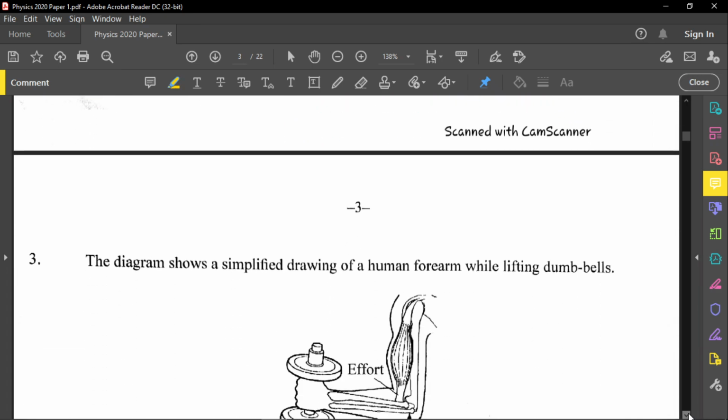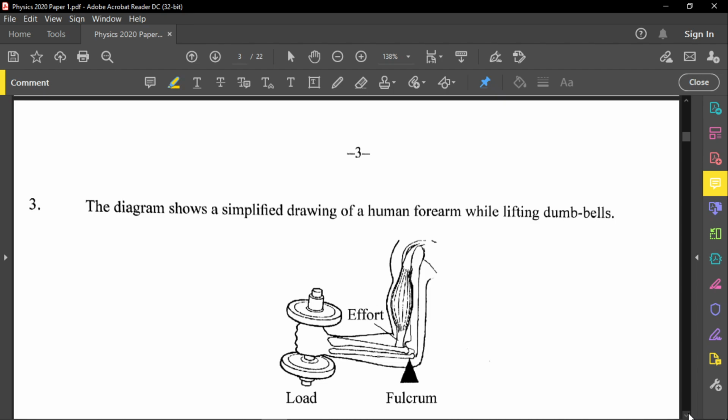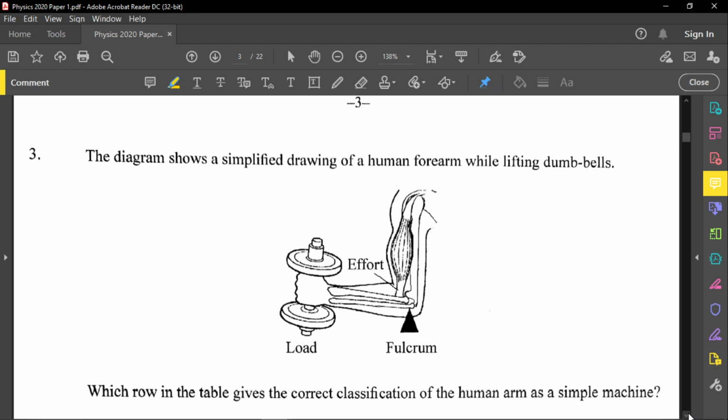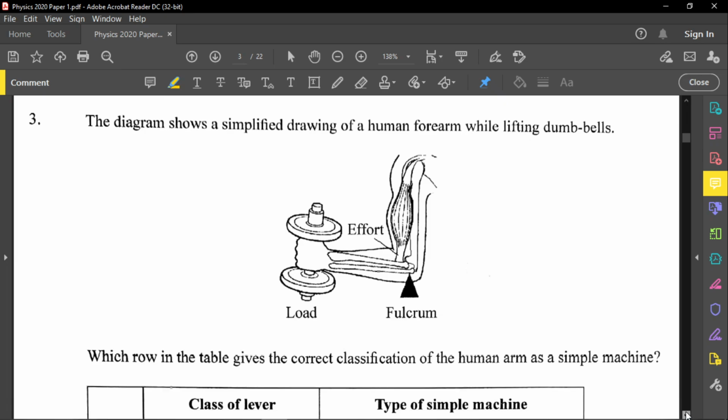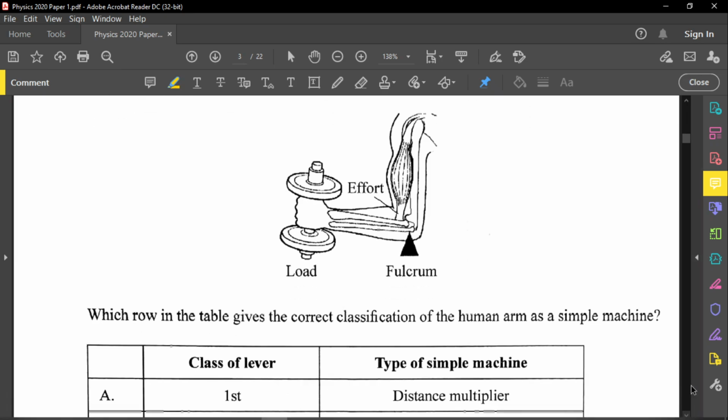Now for question number 3, the diagram shows a simplified drawing of a human forearm while lifting a dumbbell. Now it said which row in the table gives the correct classification of the human arm as a simple machine. And so let's just think about what machines are.